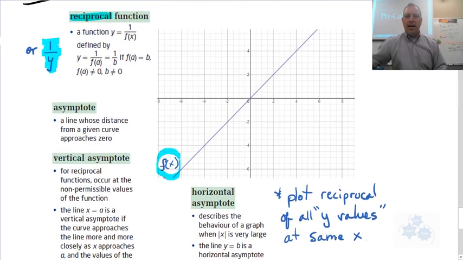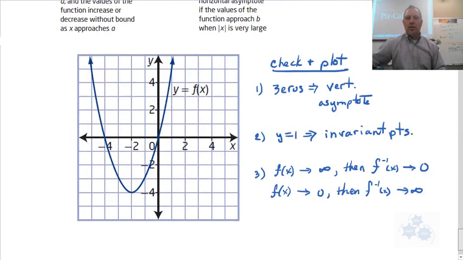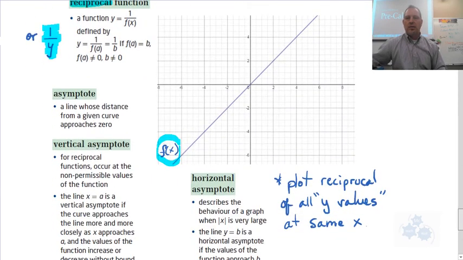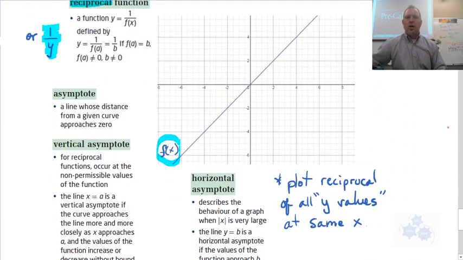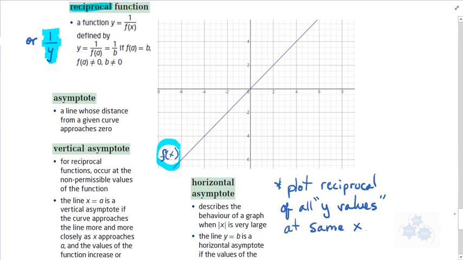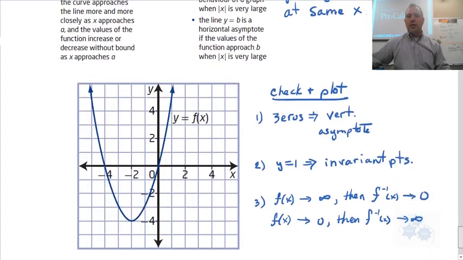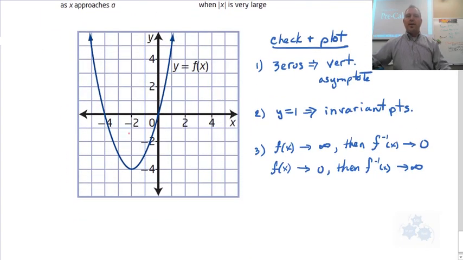You might have an asymptote, either a horizontal or a vertical asymptote. Let me go over here to the things to check when you do reciprocals. I do have it, it's just down here. What happens if we have a quadratic? Okay, so here's what you want to do.